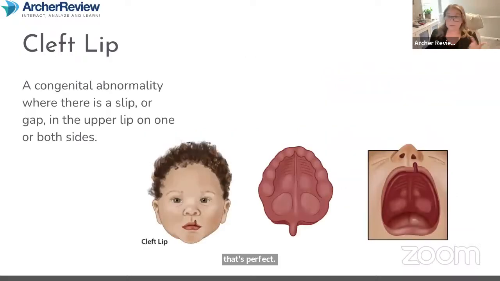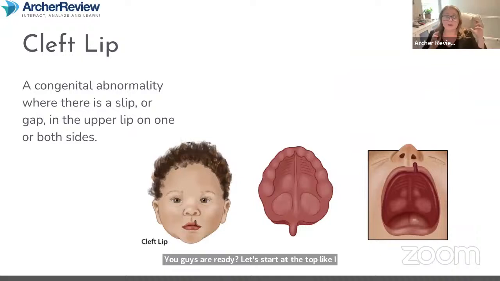Let's start at the top, like I promised, with the mouth and the lips, and a disorder I'm sure you've heard of before. It's called cleft lip. Cleft is basically just a little slit, a gap or opening.